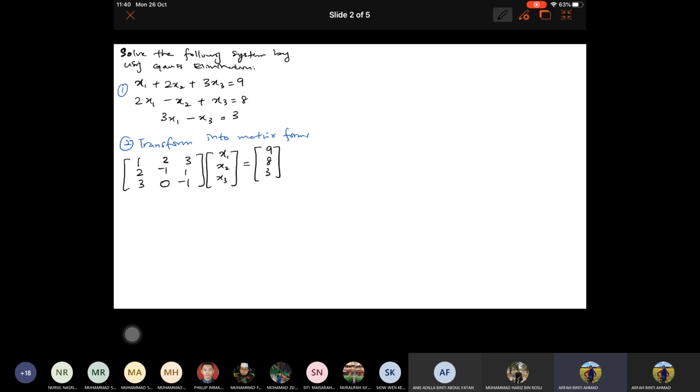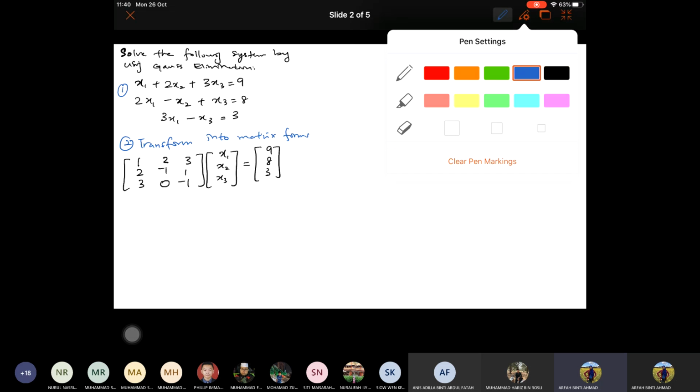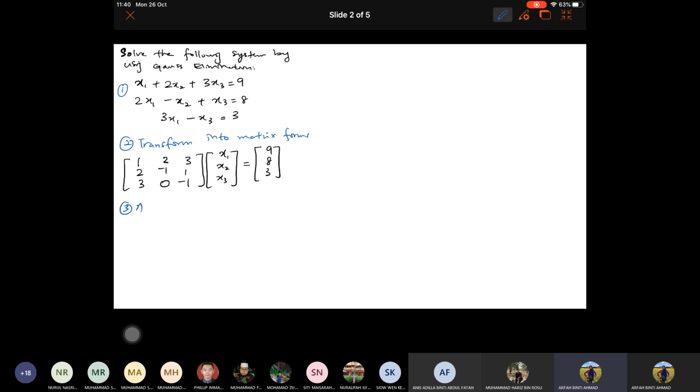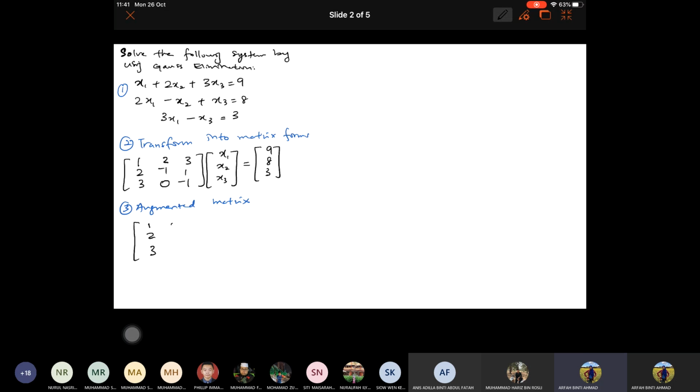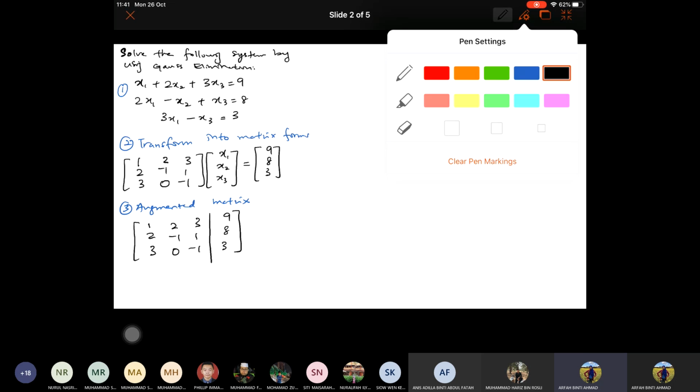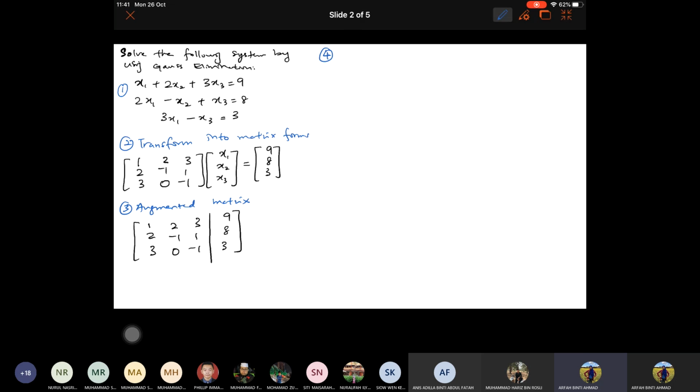Okay. So from here, the third step will be your augmented matrix. So awak akan dapat, it consists of your coefficient matrix and your answer matrix. 1, 2, 3, 2, negatif 1, 0, 3, 1, negatif 1. 9, 8, 3. Okay. So ini adalah awak punya augmented matrix.